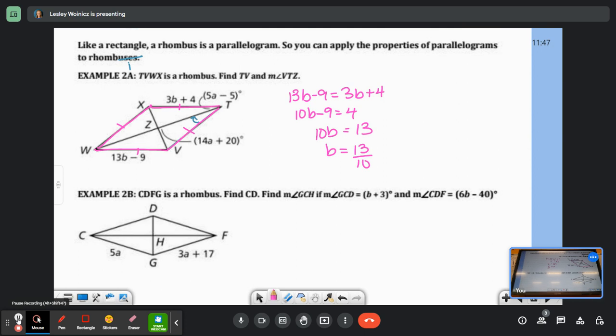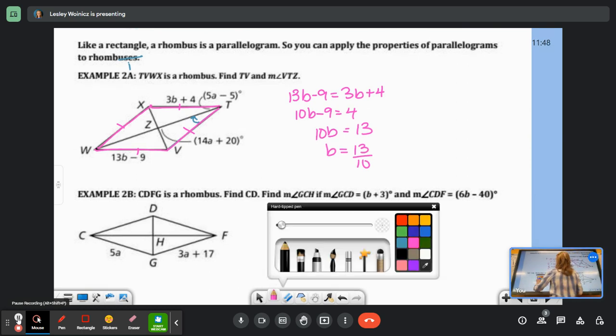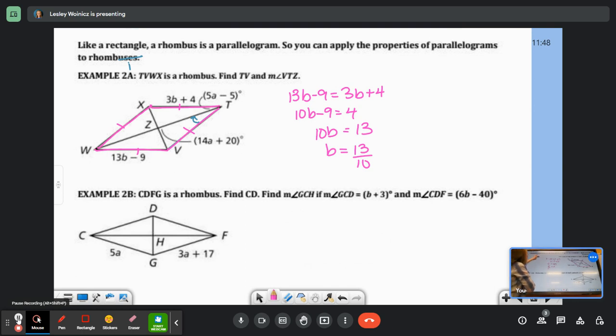Do you want to plug? Ew, gross. Did we do that right? All right, let's just do it on the calculator. Do you want to use this 3b plus 4 or 13b minus 9? 3b plus 4. Okay, let's plug that in. So our measure of segment TV is 3 times 13 over 10, plus 4. I definitely can't do that in my head, so I need your help.